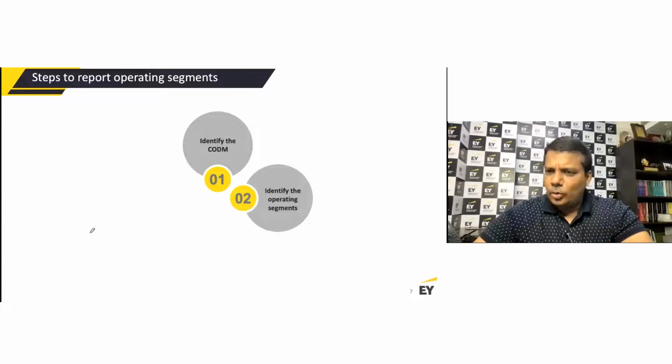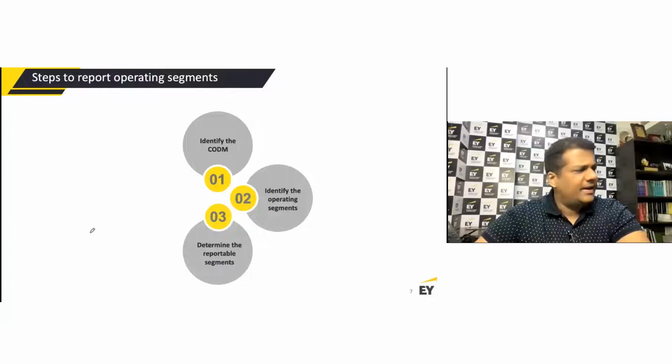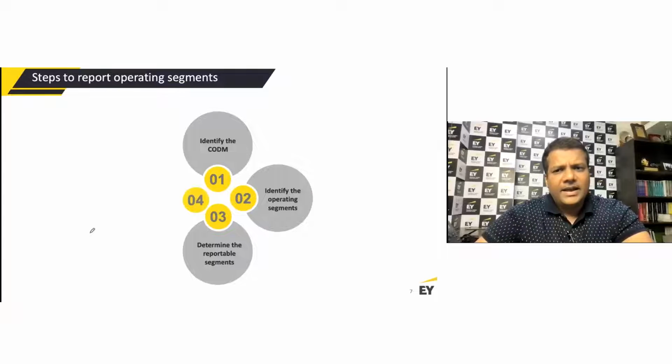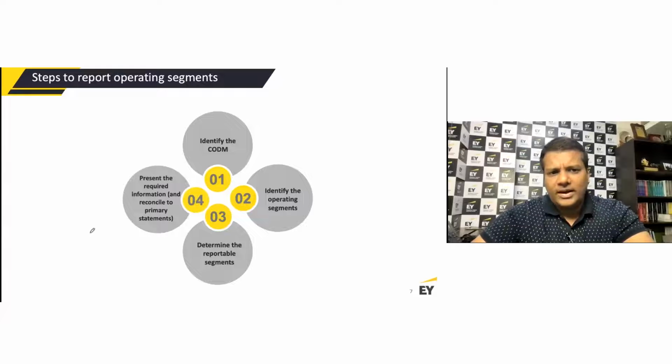How do you identify the CODM? Then you need to identify the operating segments. Once you have identified the CODM, then you have to identify the operating segment. How do you go about identification of operating segment? What are the criteria on the basis of which a business unit is going to qualify as an operating segment is what we will talk about. And then determine the reportable segment. Once you've identified the operating segment, there could be an aggregation criteria, and there are 5 conditions on the basis of which you do these aggregations, and we will talk about that. And then you present the required information and also reconcile to the primary statement.